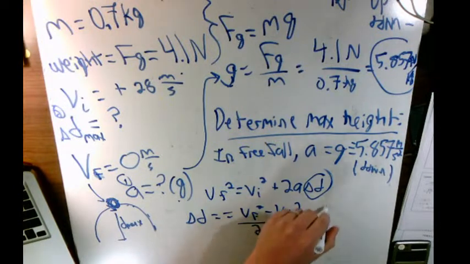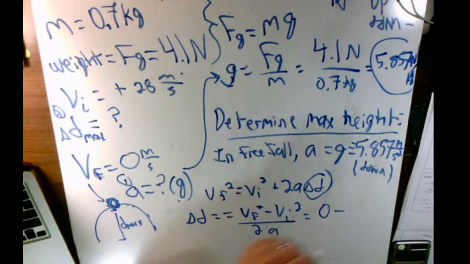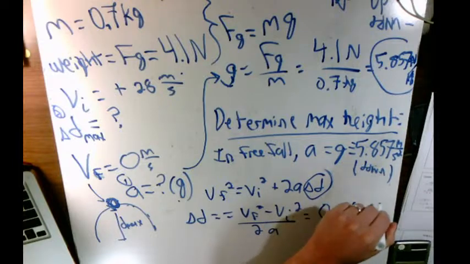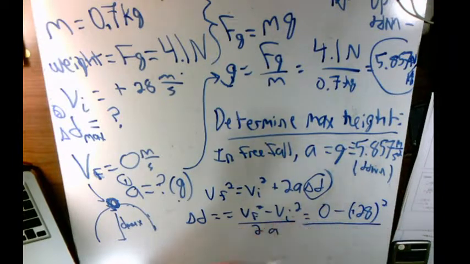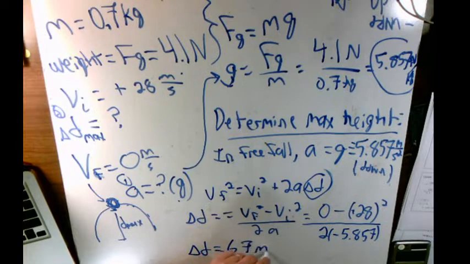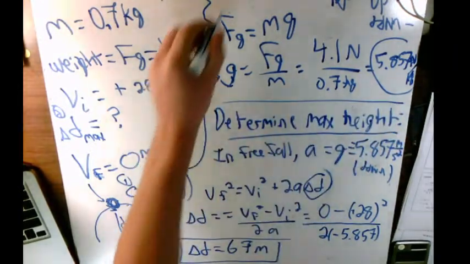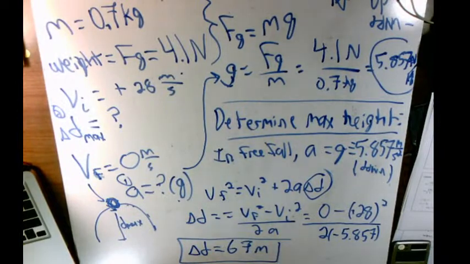So VF was 0, VI was 28, positive because it's going up, squared, divided by 2 times negative because we're headed down, downwards acceleration of 5.857. And that gives us a displacement or a max height of 67 meters. A good review of Unit 2 combined with our new Lesson 8 material from Unit 5.